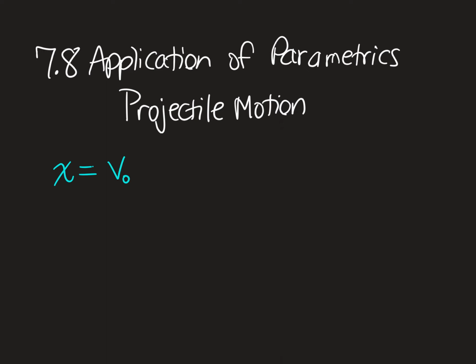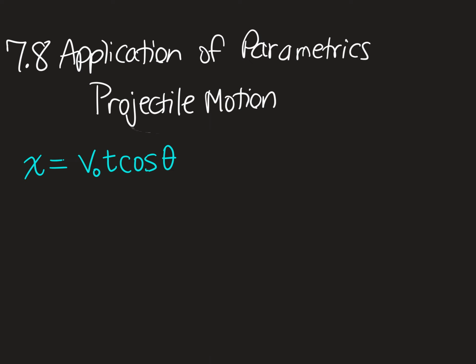x equals, we say that as v sub 0, it's v with a subscript of 0, t cosine of theta. That is our x portion of our parametric equations. And then our y portion is y equals h plus v sub 0 t sine of theta minus 4.9 t squared. And I want to talk about what all of those different variables mean in our equation.